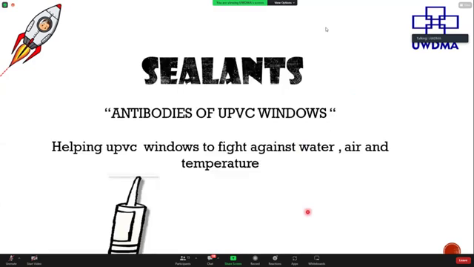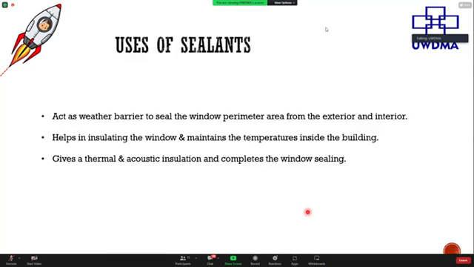Sealants. So we have talked about packers, we have talked about fasteners. Another very important part of our sealing window is the sealant. So what is sealant doing? Sealant is sealing the gap between your window and the wall. This 5 mm or more gap which we are keeping between our wall and the window is being filled by the sealants. So what are the roles performed by a sealant?